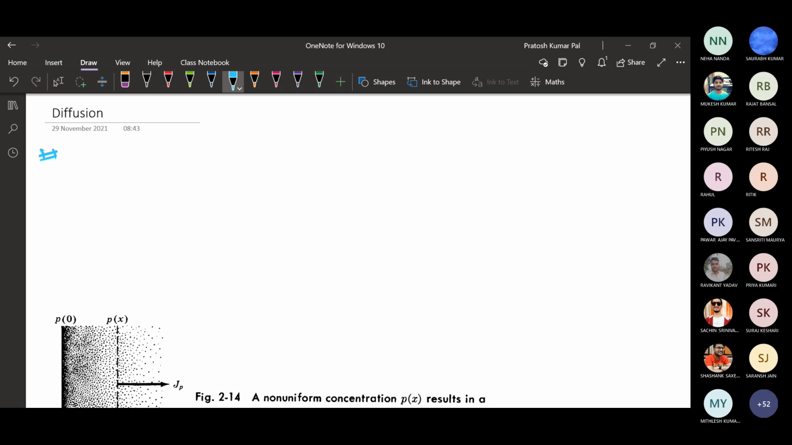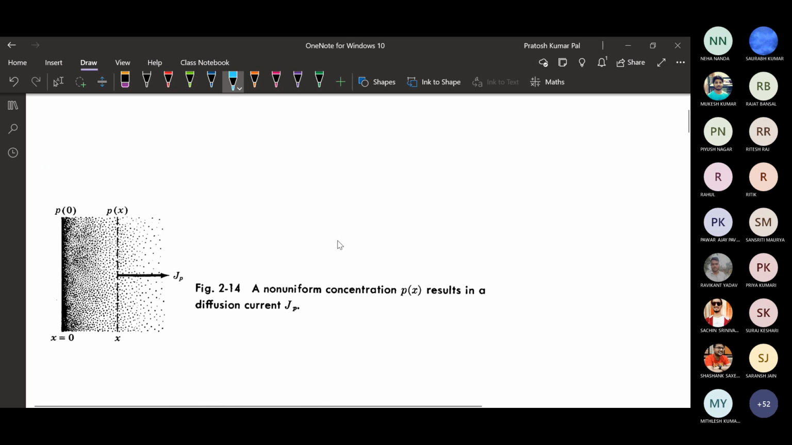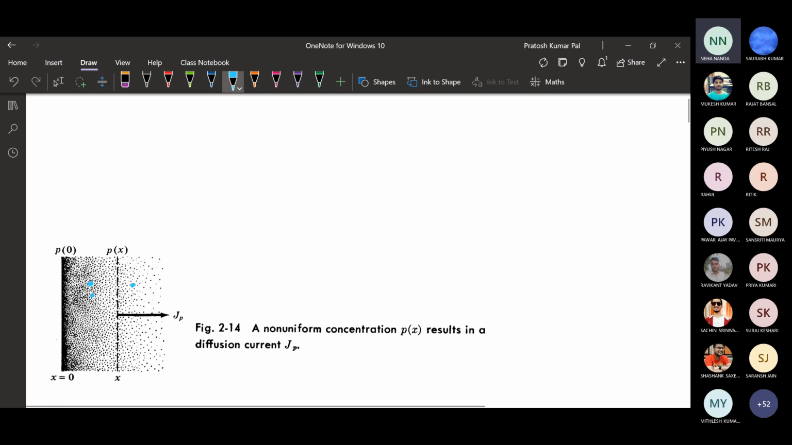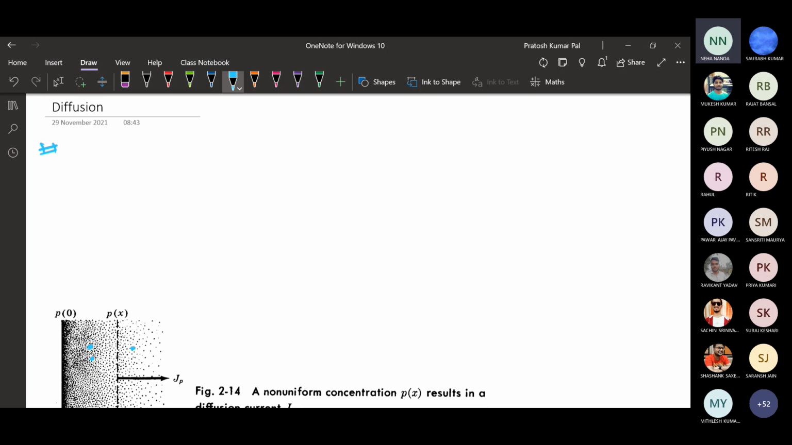Okay, so that is basically defined by the diffusion process, and this diffusion process results in a current because the charge carriers are flowing from one location to another location. So because of this movement of charge carriers, because of diffusion, there is a current called diffusion current. So what is the formula, around what parameters will this diffusion current depend? We will see that. So first of all, we will see what is diffusion.